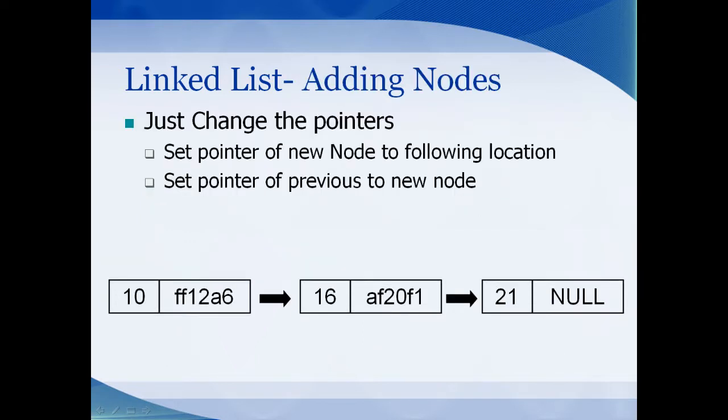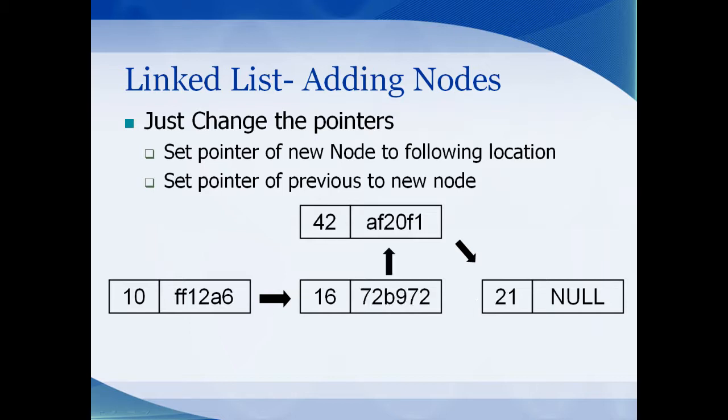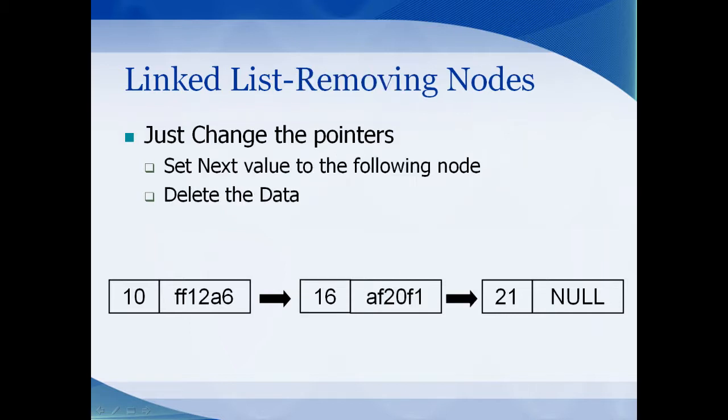If you wanted to insert data into a linked list, all you have to do is change the next pointer. First, create a new node of data and make sure you have the next pointer point to whatever item you want to be next in the list. And then change the previous node's next pointer to point to the new node. Voila, it's now in the list.